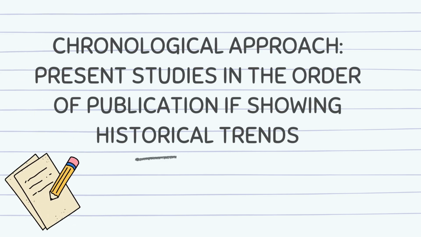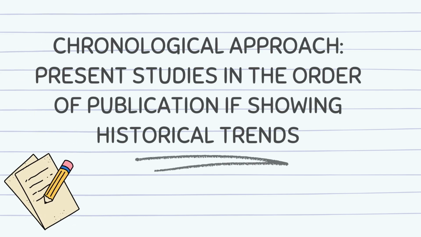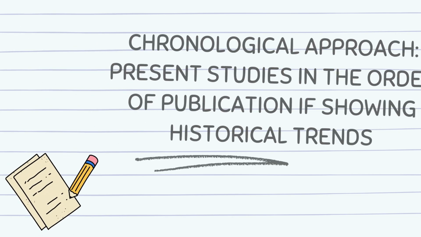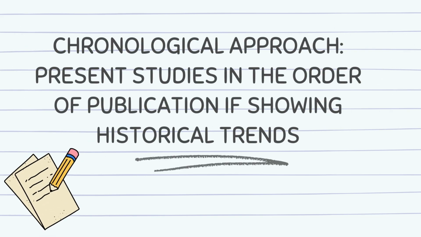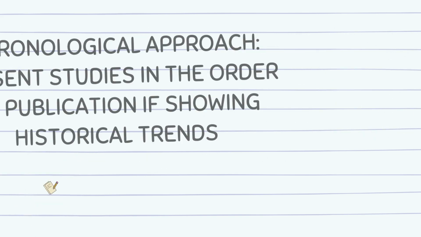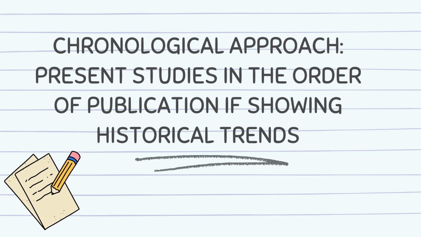The chronological approach in Chapter 2 of a thesis organizes the review of related literature based on the timeline of publication. This method is particularly useful when studying historical trends, changes in theories, or the evolution of research in a specific field. It provides a clear perspective on how knowledge, methods, and conclusions have developed over time, highlighting shifts in academic thought, policy changes, and advancements in technology or practice.